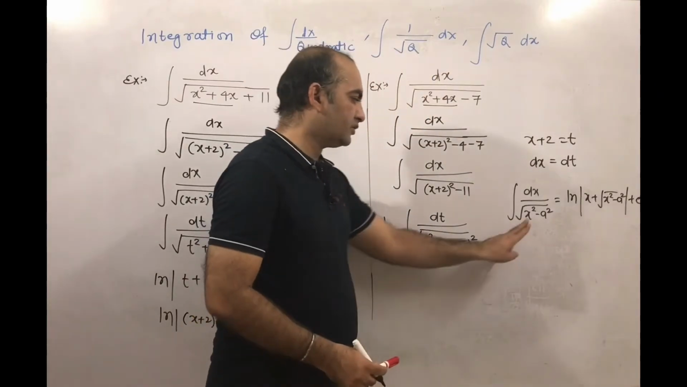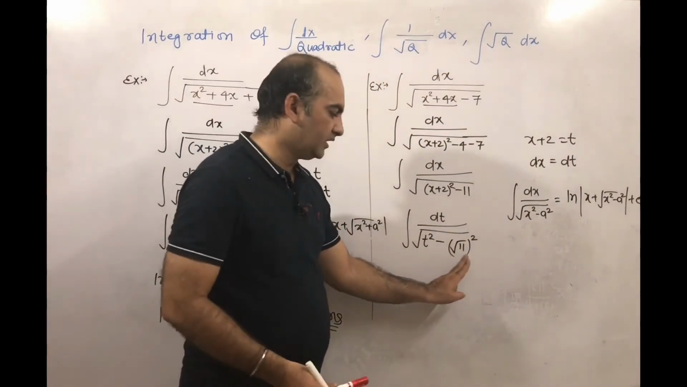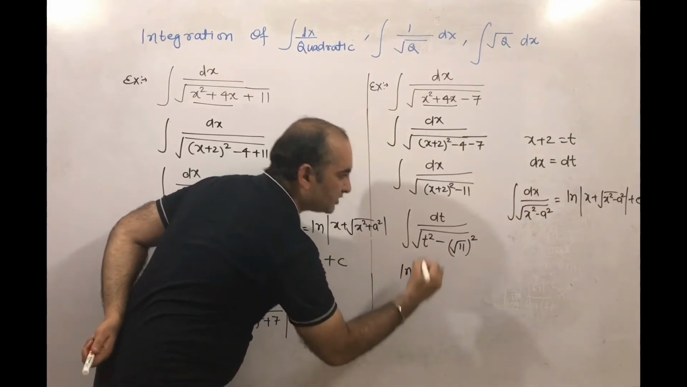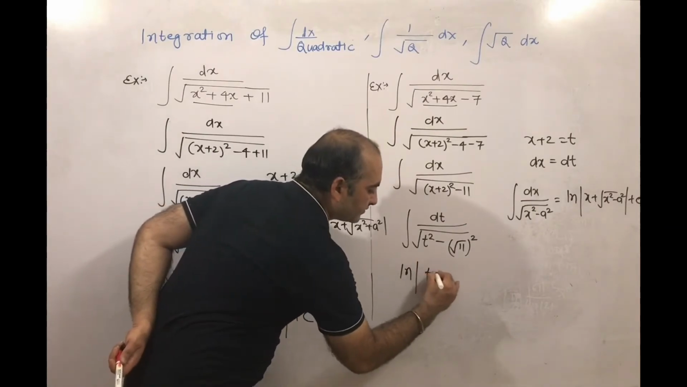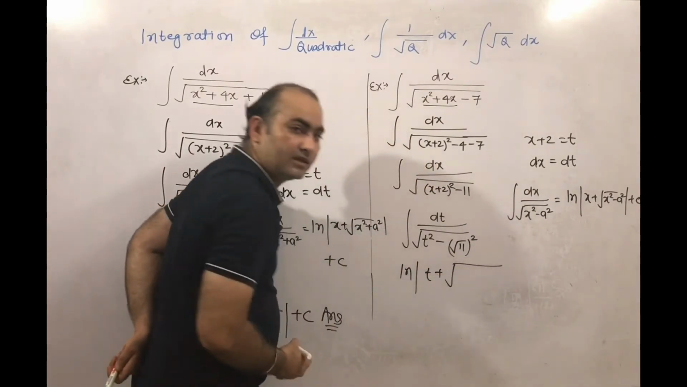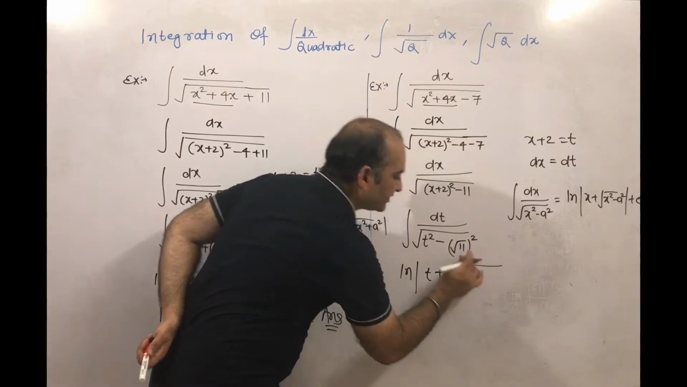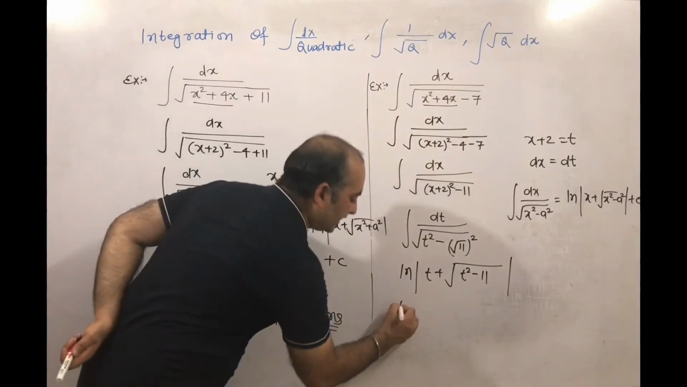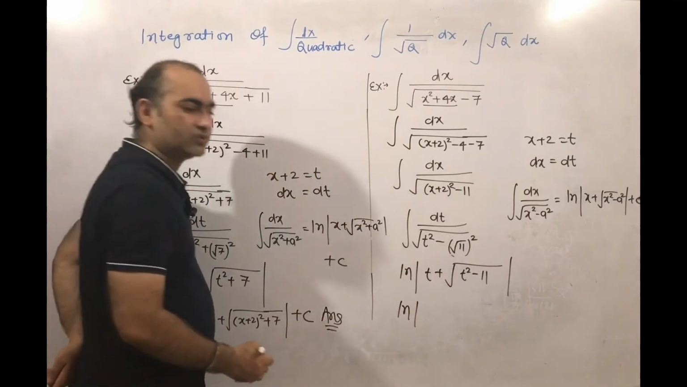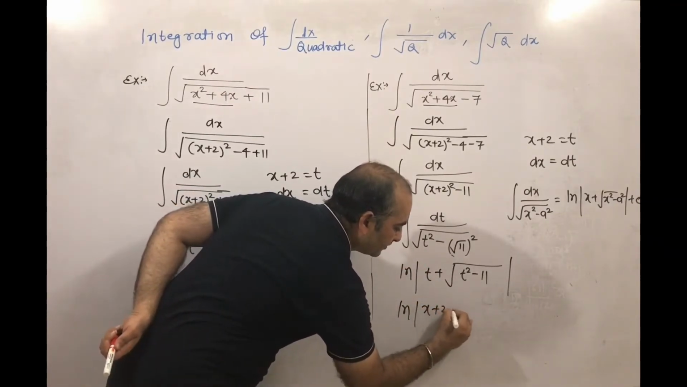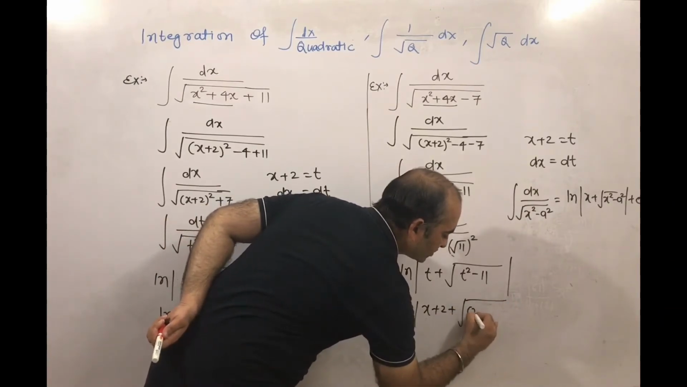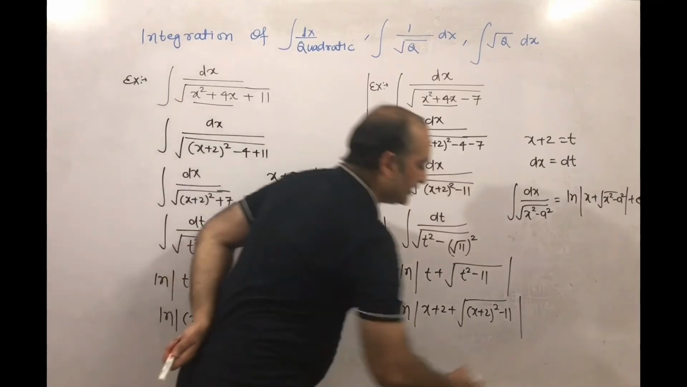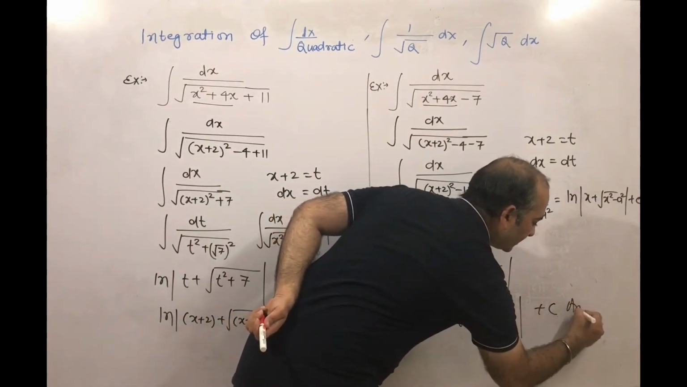So here instead of x what you will put? T, and a is what? Root 11. So if you apply this formula, so what will come here? Ln modulus of t plus root over t square minus root 11 is what? 11. So if you put t value, what will come? Ln t value is what? X plus 2. So x plus 2 plus root over x plus 2 whole square minus 11 modulus close plus constant. This is your answer.